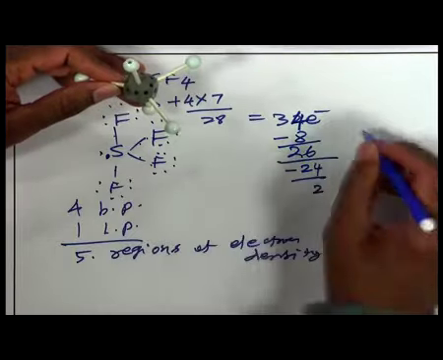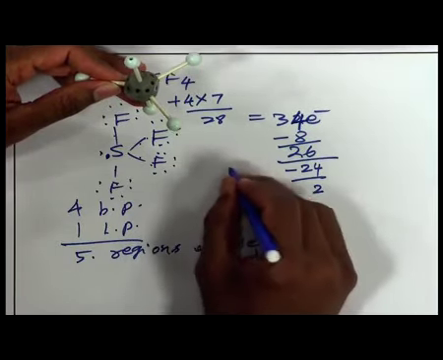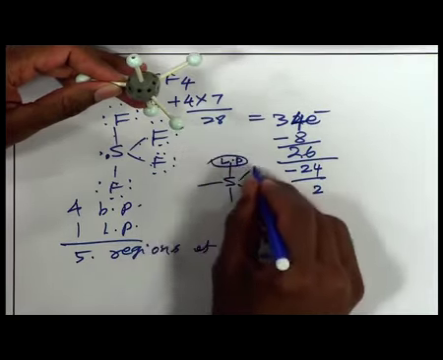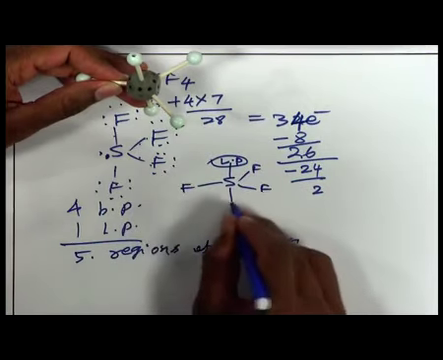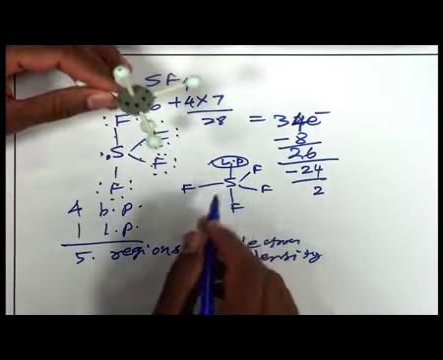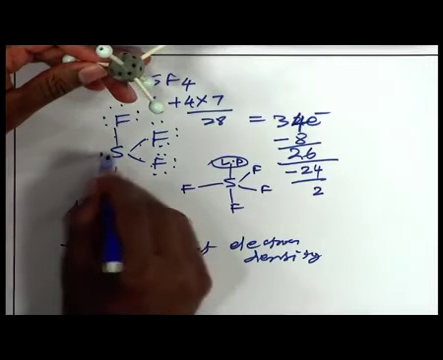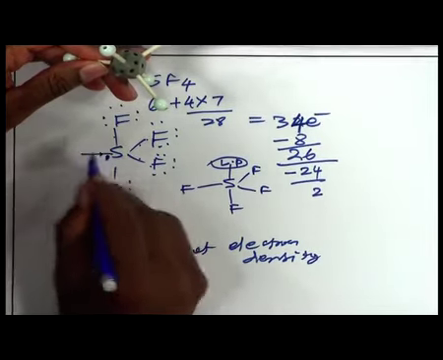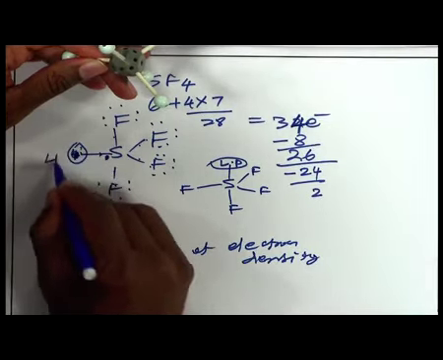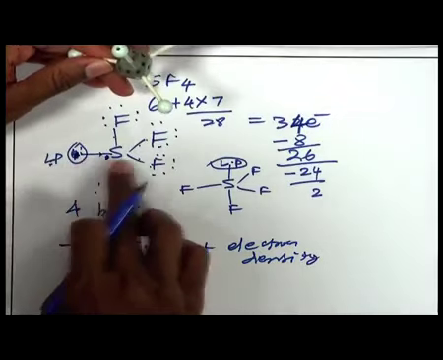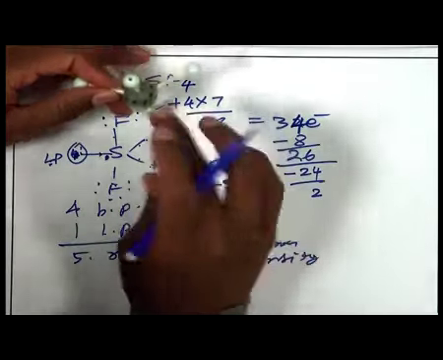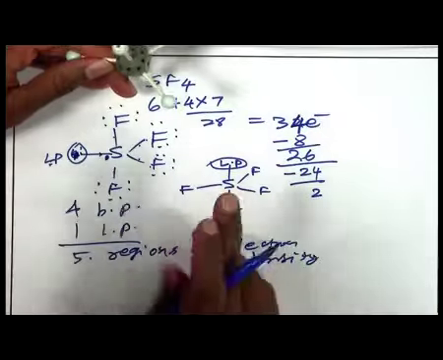So you can draw the structure like this, sulfur, the lone pair, fluorine and fluorine. So there are two ways you can arrange the lone pair in this structure. In this one, the lone pair is in the equatorial position. In this structure, the lone pair is in the axial position. So, here the axial positions. These are the two ways you can arrange it.